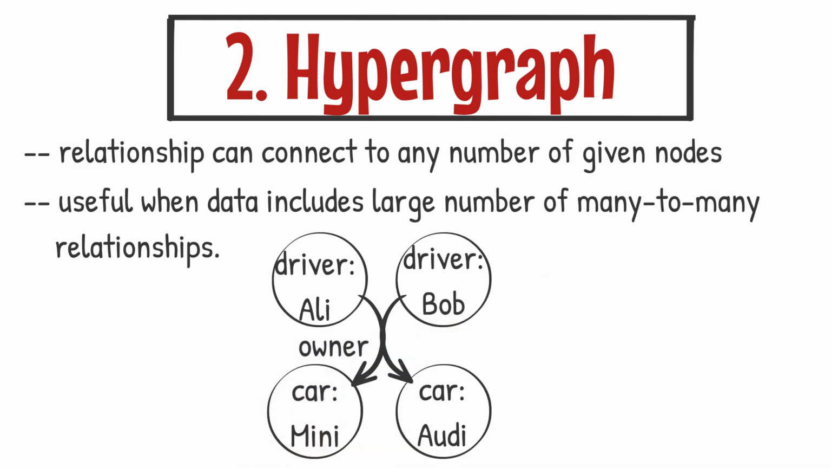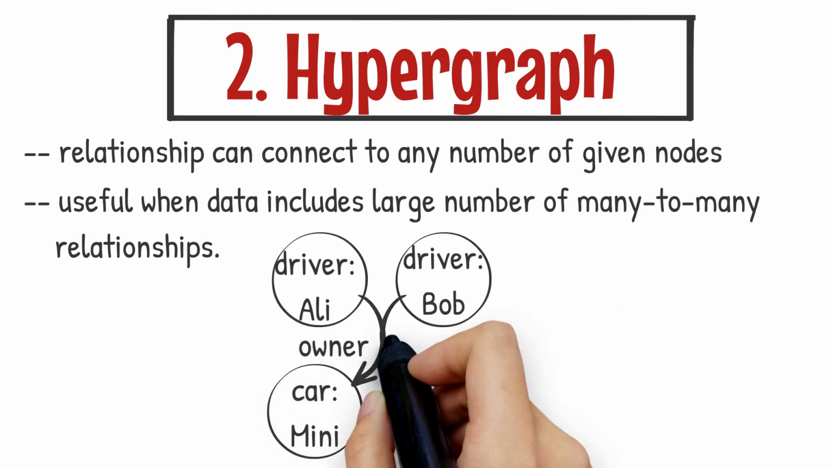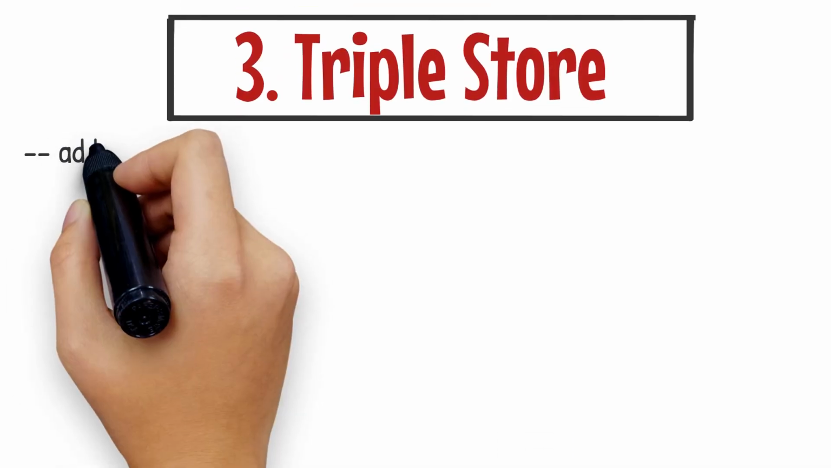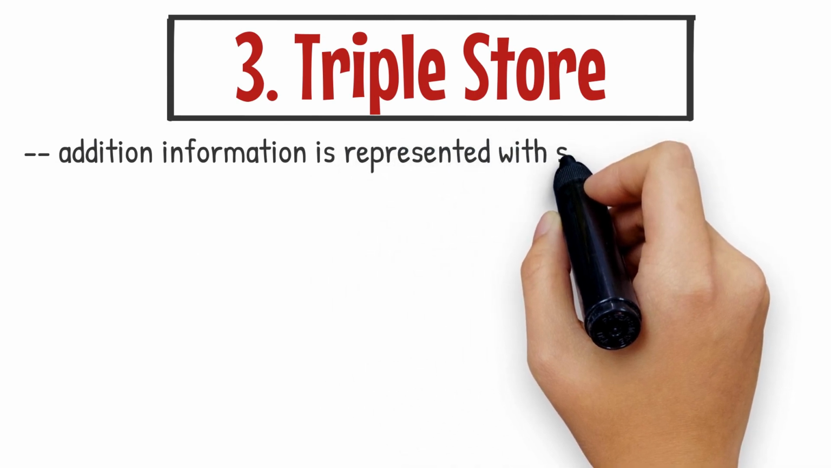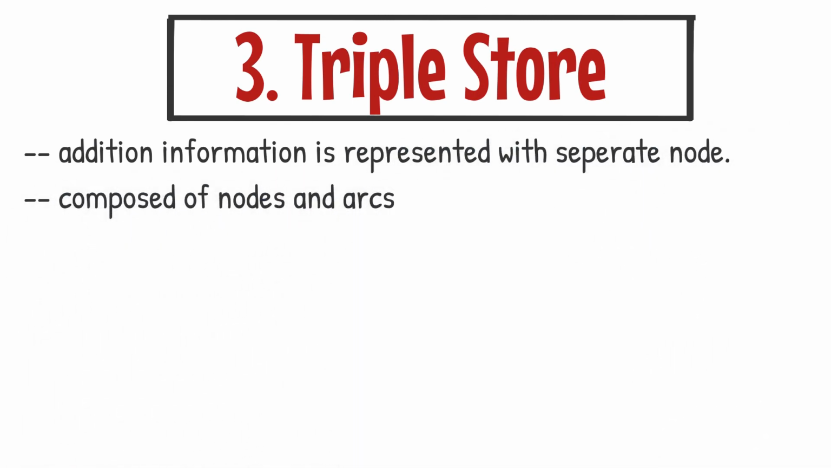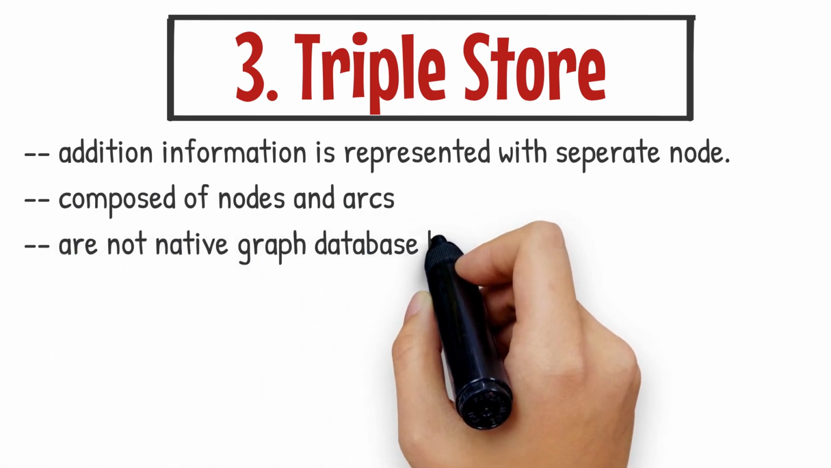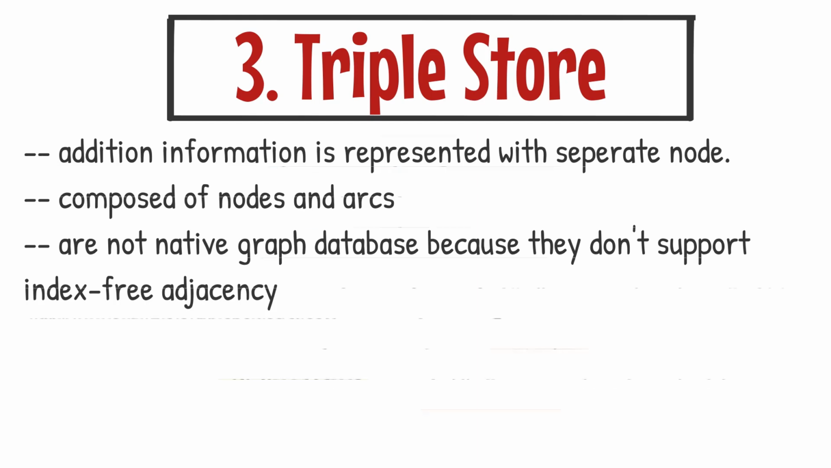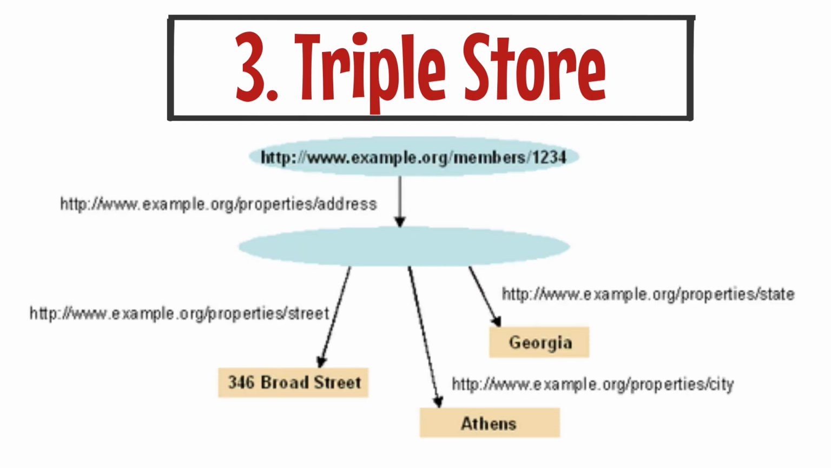Let's look at an example. Alice and Bob are the owners of the Mini car and Audi car, but at the same time, they are also the owners of the Chris car. For Triplestore, the addition of information is represented with a separate node. A Triplestore is composed of nodes and arcs. However, the Triplestore is not a native graph database because it doesn't support index-free adjacency. Here is an example of a Triplestore used to point to the address in the network.